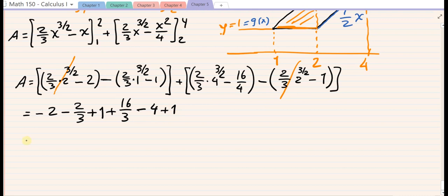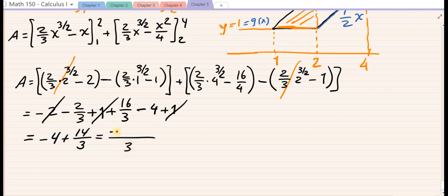Okay, so the constants, negative 2, 1, 1, negative 4. Well, there you go, those add to 0. And that's just negative 4, right? So we have negative 4 plus 16 minus 2/3, that would be 14/3, right? Now the LCD is 3, that makes it negative 12 plus 14, or 2/3. And there you go.